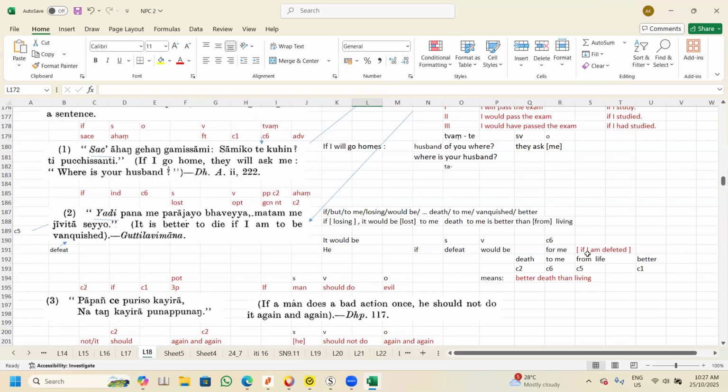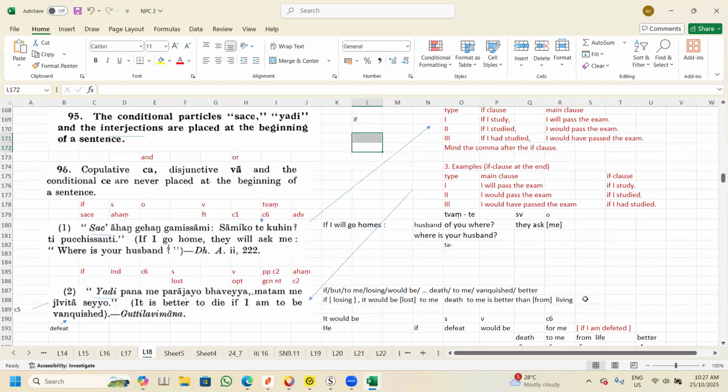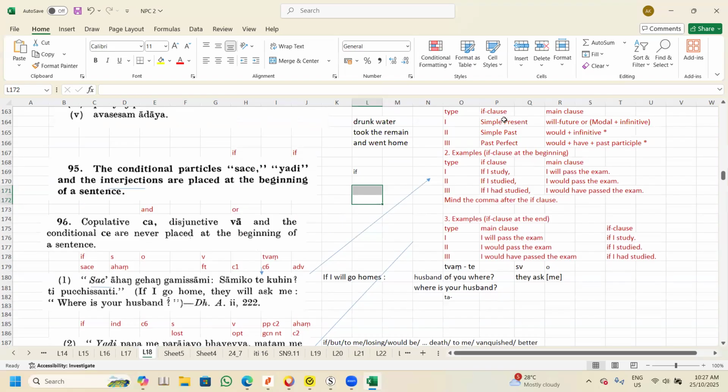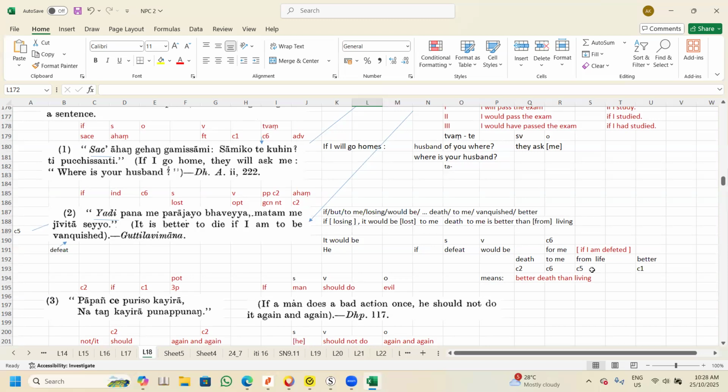Technically, when you rearrange this line, it means if I am defeated. Why? You follow this structure. So it becomes if I am defeated. You get what I mean? So now you understand defeated. Then you see, after that, the next line, matame. Matame means, can you see? Death to me.